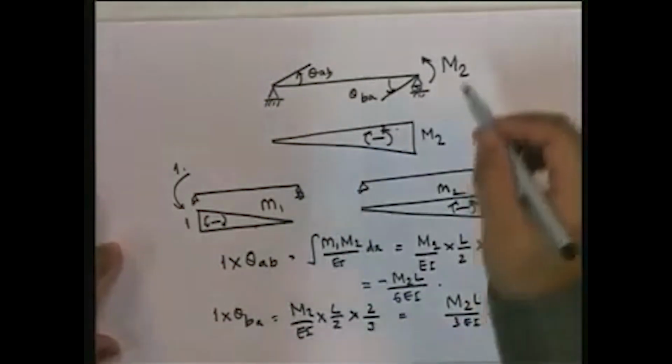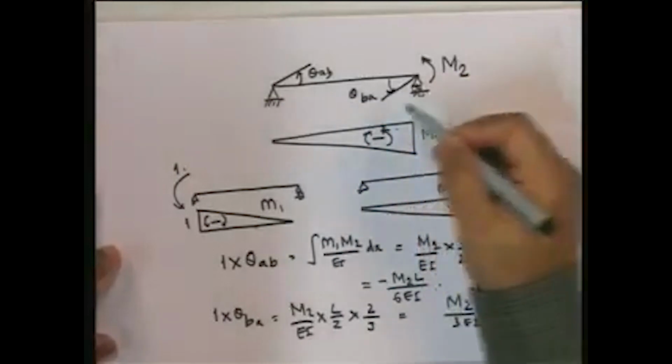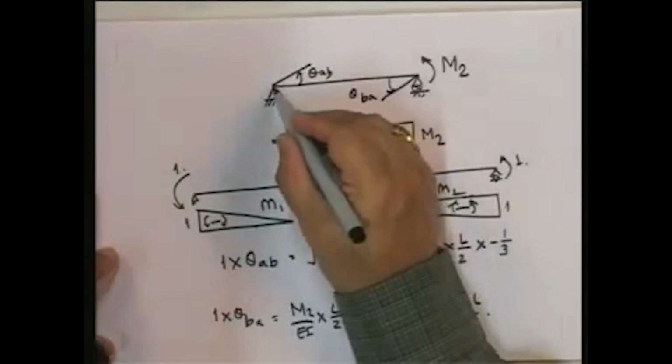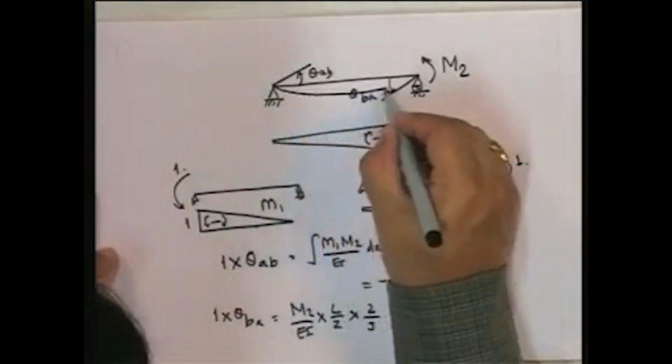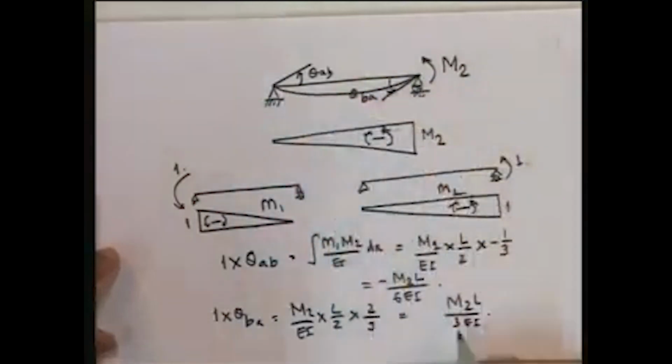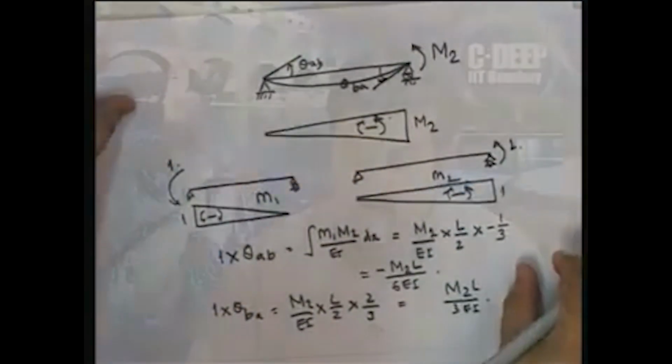So if you look at this, what does this mean? Well, theta BA is positive, that means it's this way, and theta AB is negative, that means it goes in this fashion. And indeed, under this load, you would expect it to move in this fashion. So these are consistent.